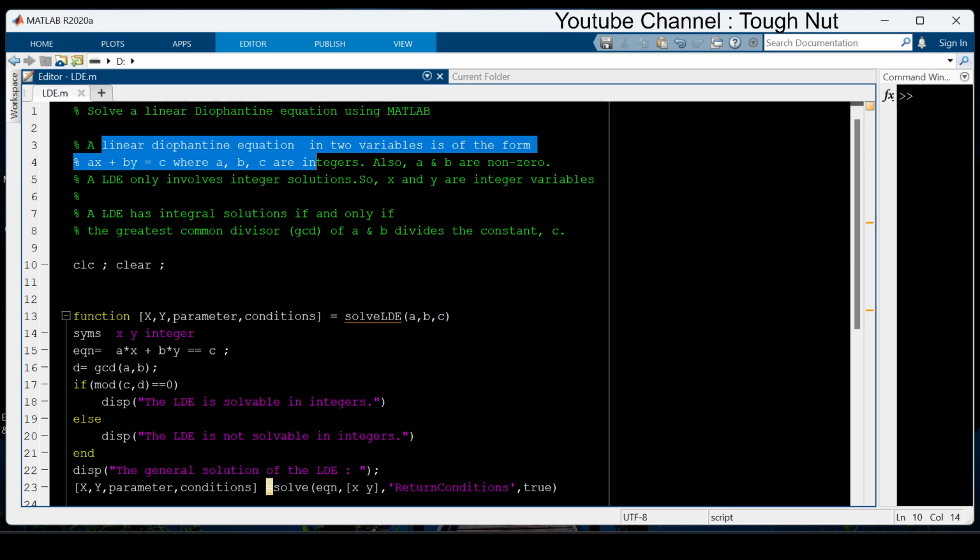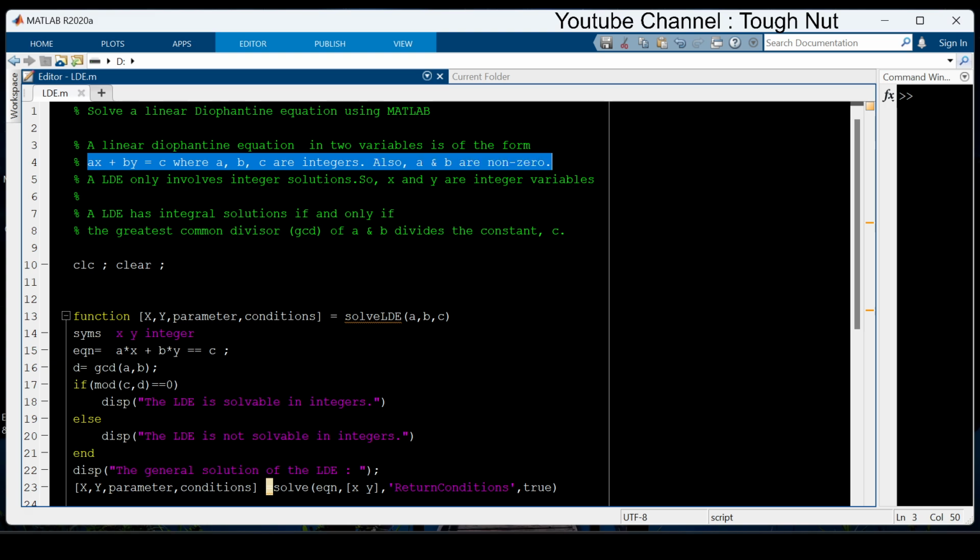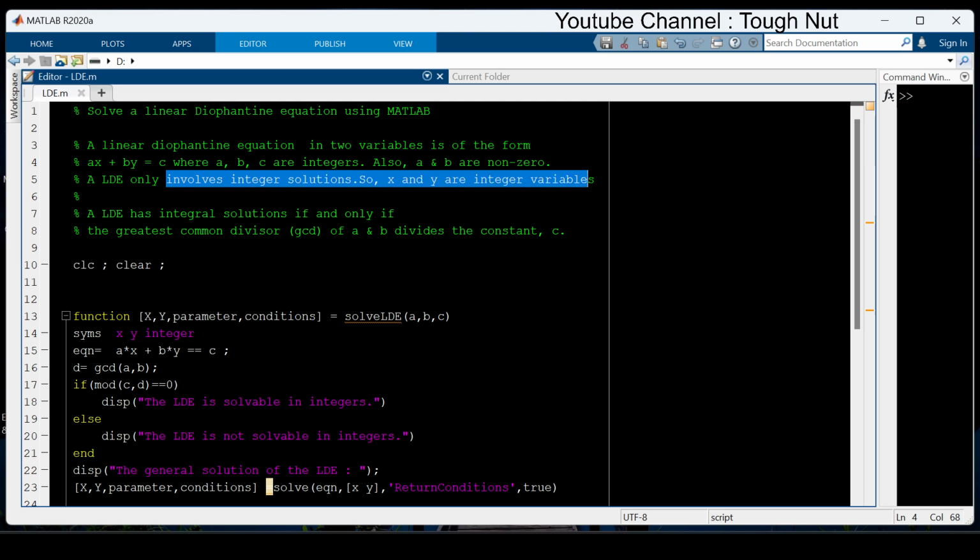A linear Diophantine equation in two variables is of the form ax plus by equals c, where a, b, and c are integers, with a and b being non-zero. The unique thing about these equations is that they only have integer solutions, meaning both x and y must be whole numbers. The name comes from Diophantus of Alexandria, a mathematician who studied these equations way back in the 3rd century AD. And while they may seem ancient, linear Diophantine equations are still highly relevant in modern number theory.